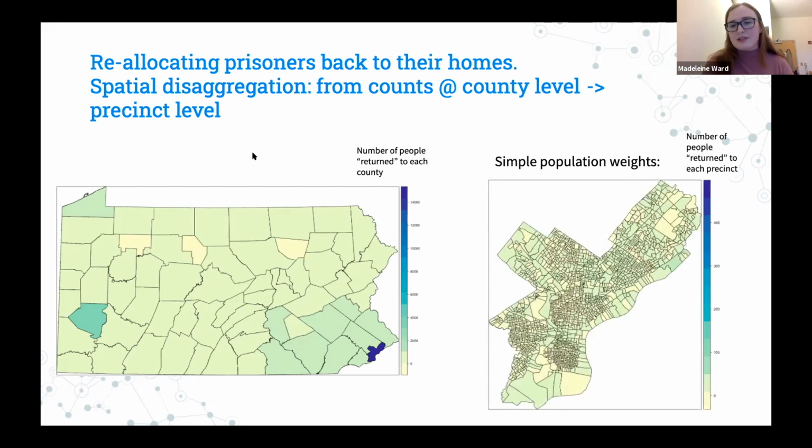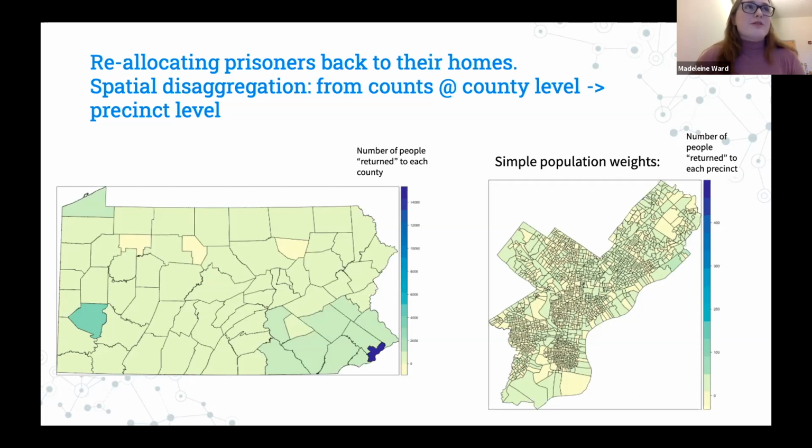These are all the precincts in Philadelphia County, and it looks like up to 100 people returning to each of the precincts. The distinction is not super large, sorry for the scale, but this is an analog to the map on the left, where we have the number of people returned to each of those precincts. This would be using simple population weights.